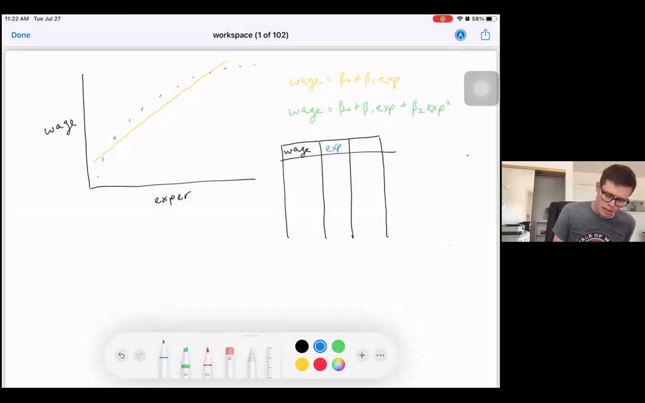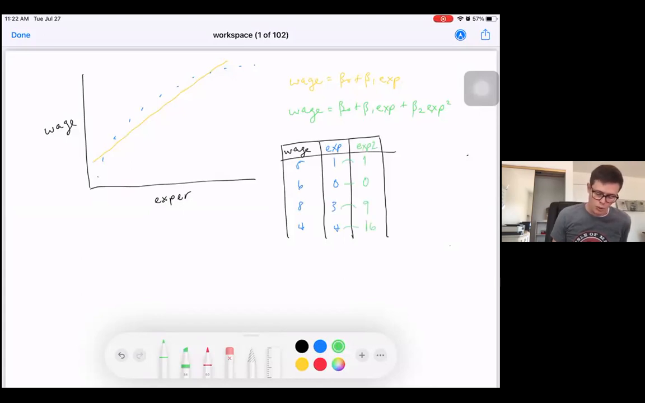So wages, we got experience. So wages might be $5 an hour and $6 an hour and $8 an hour and $4 an hour. Experience might be 1 and 0 and 3 and 4. And then we're going to generate a new variable called experience squared. In variables, you can't really put an exponent, so we just put x2. All we're doing is taking x and squaring it. So we get 1, 0 squared we get 0, 3 squared we get 9, 4 squared we get 16.